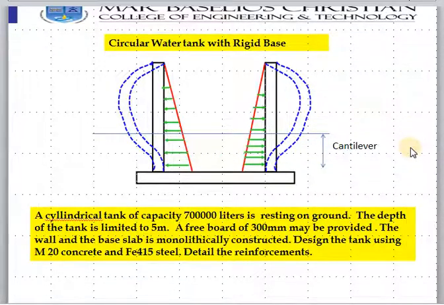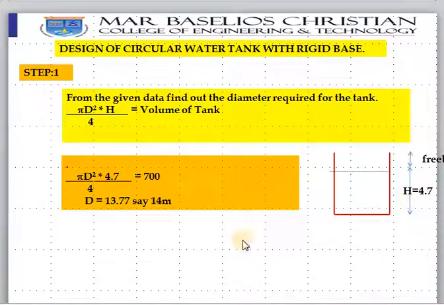Okay, so let us solve the problem. As the first step, h is given as maximum 5 meter. When I say 5 meter, it is inclusive of freeboard. They have given 300 mm freeboard, so 5 meter minus 0.3 meter. Our height is going to be 4.7 meter, the water we can store up to. So for all calculations we need to take h as 4.7 meters. Please keep that in mind.